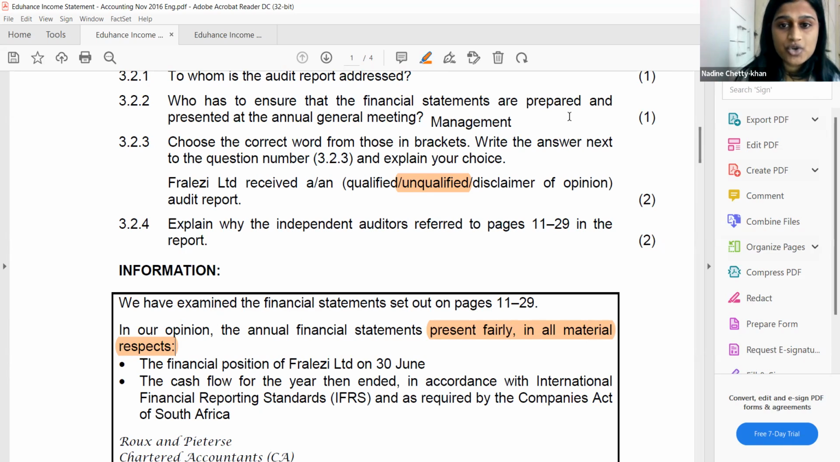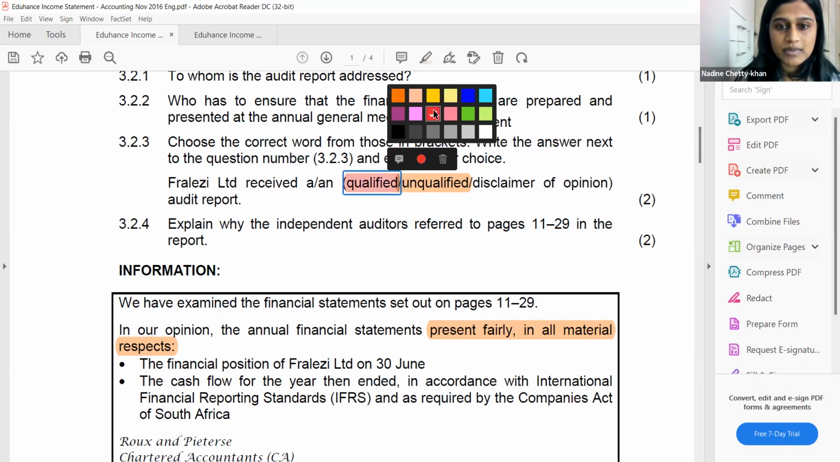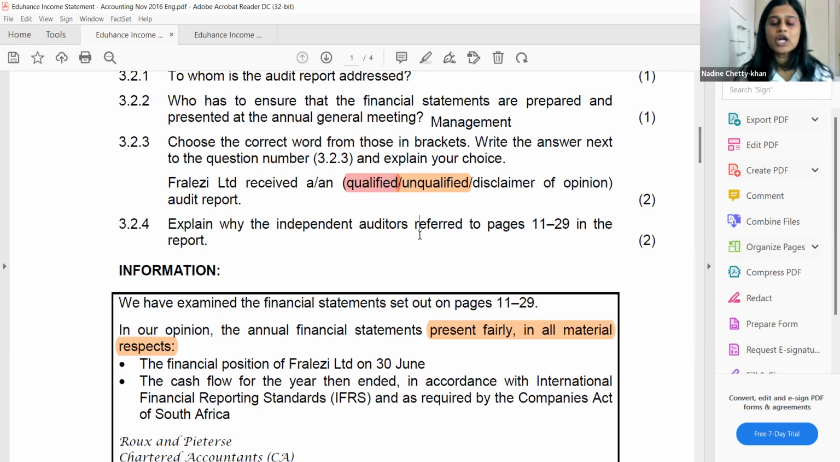The worst report that you can get is a qualified report. I'm going to highlight that in red. A qualified report is where they've picked up a major issue. Maybe let me give you an example. Let's say the company Pick and Pay owns a property and they say that this property is used for meetings. But when the auditors come there, they say, no, the property is not used for meetings. It's actually used by the CEO as a holiday home.